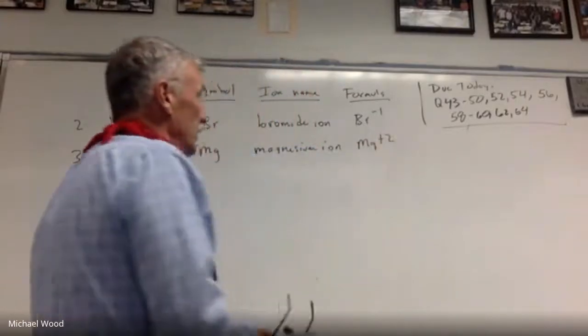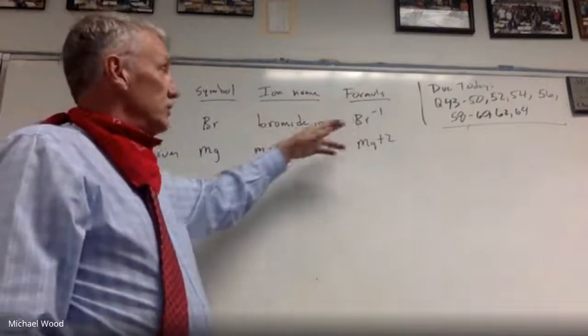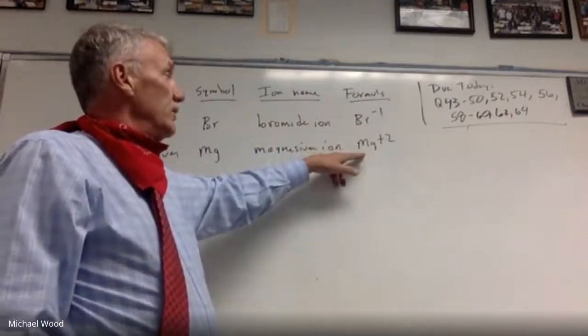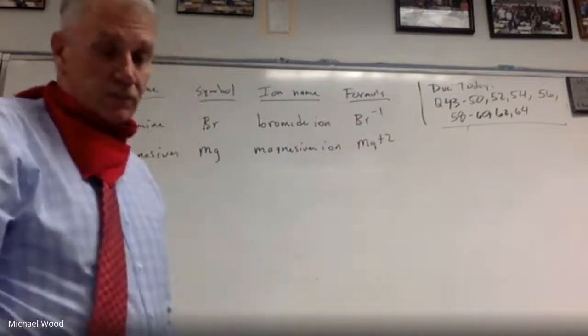So remember what this means. If something becomes negative, it means it's gaining an electron. So in this case, bromide is gaining an electron. If something is positive, it means it's lost electrons. In this case, it's lost 2 electrons.